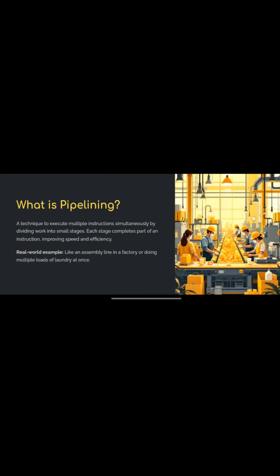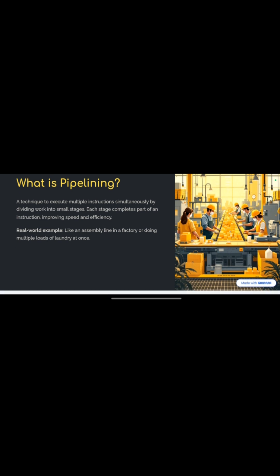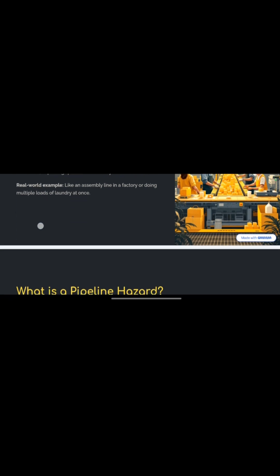Before understanding hazards, we need to know what pipelining is. Pipelining is a technique used to increase the speed of execution. Instead of executing one instruction at a time, multiple instructions are processed simultaneously. It is like an assembly line in a factory. Different stages work at the same time, so the work finishes faster. Pipelining improves performance by doing many tasks in parallel. Simply, pipelining means executing multiple instructions at the same time in different stages to increase speed.